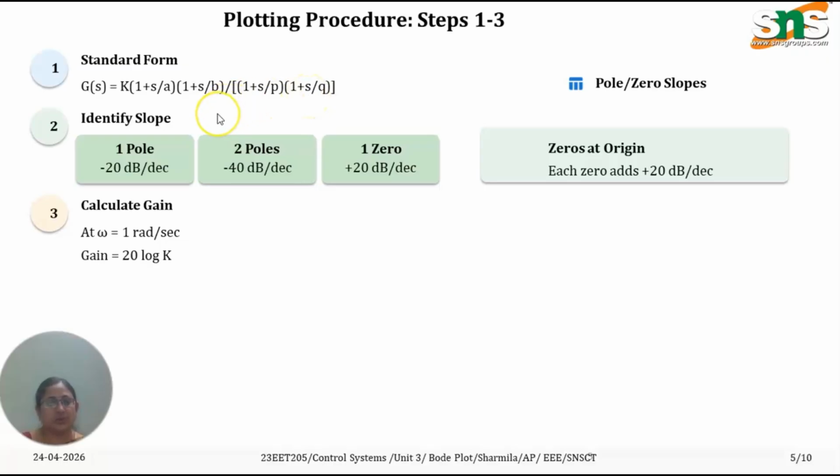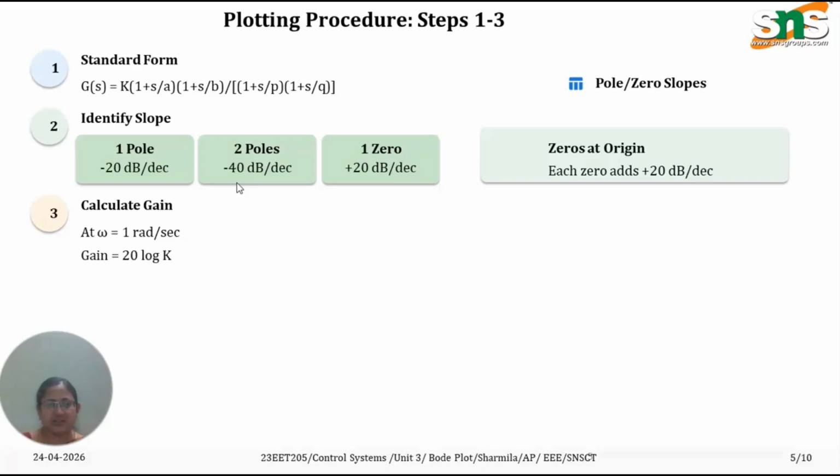Step 2 is to identify the slope. Each zero contributes plus 20 dB per decade. Each pole contributes minus 20 dB per decade. For example, one pole gives minus 20 dB per decade and two poles mean minus 40 dB per decade.